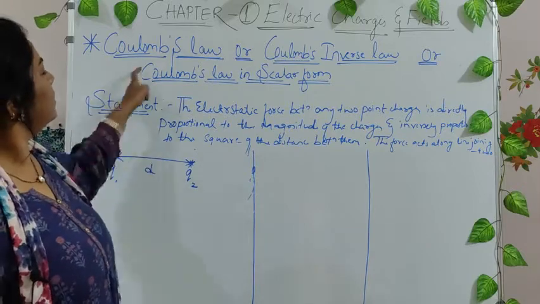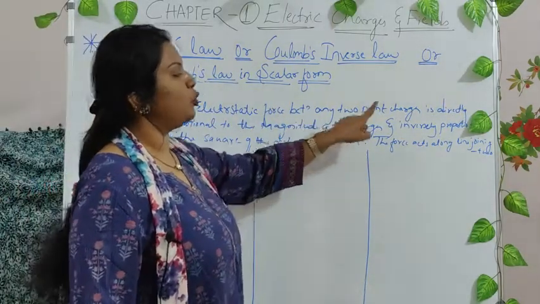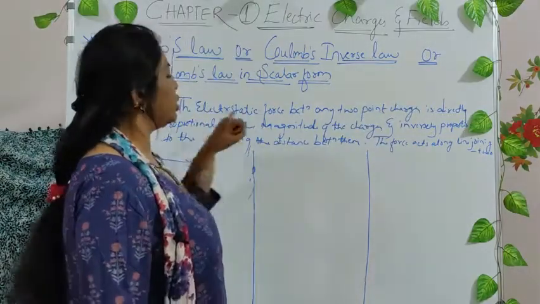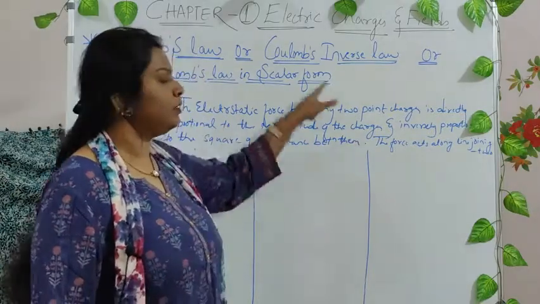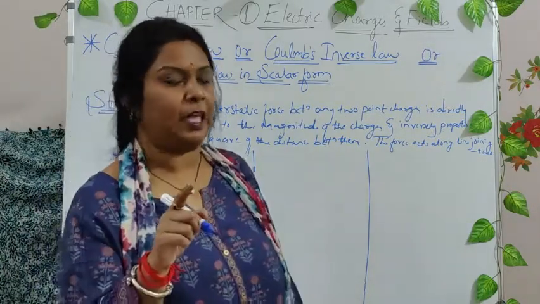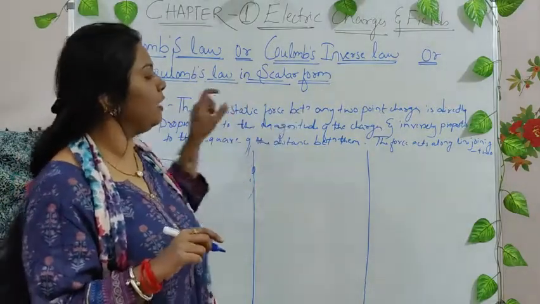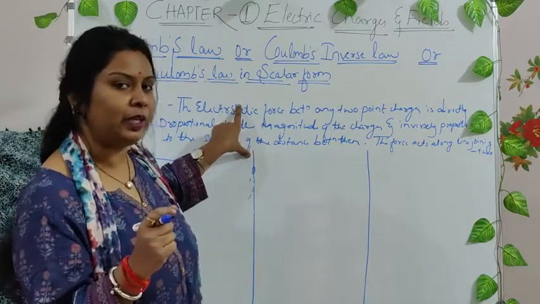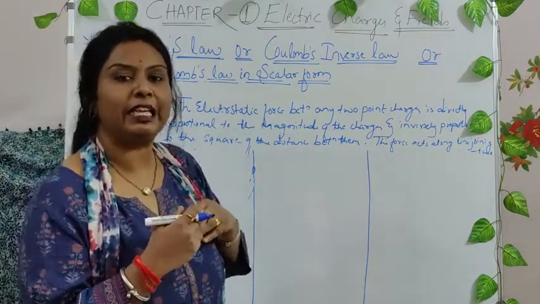Now what does the statement say? The electrostatic force between any two point charges is directly proportional to the magnitude of the charge. What does this mean? This entire theoretical statement will be converted into a mathematical expression. These are not just lines that are said. Each and every line and word has some meaning in it. Now this statement will be converted into the mathematical expression.